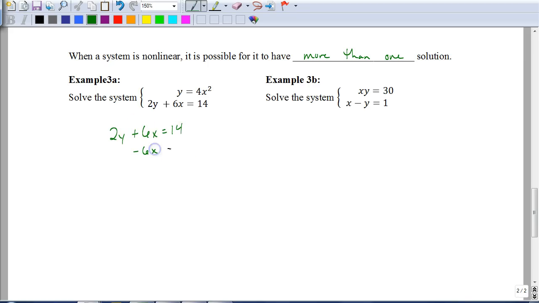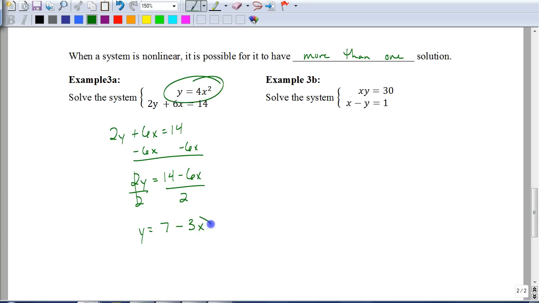So I'm going to start by subtracting 6x from both sides. Doing so results in 14 minus 6x on the right. We want to get the y by itself, so I'm going to divide by 2. Now we want to divide everything by 2. It's nice because everything's even. So when I do that, 14 divided by 2 is 7. 6 divided by 2 is 3, so it's 7 minus 3x. So I'm going to graph these two now to see where they intersect.